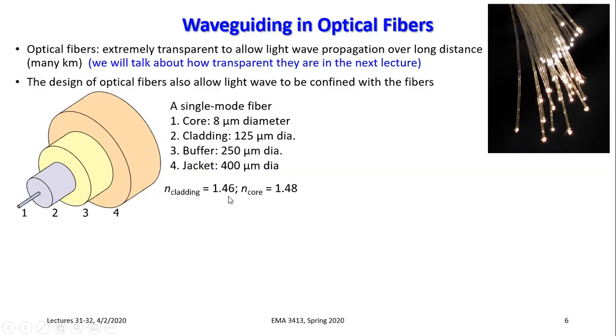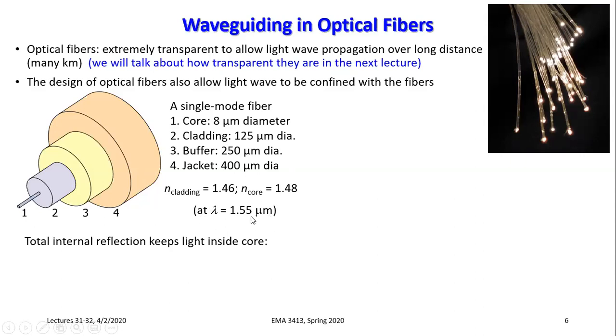The refraction index difference is very small, 1.5% basically. But that little difference is sufficient to help us confine the light wave. And by the way, for typical optic fibers that we use now, the light wave being transmitted through the optic fibers has a wavelength of 1.55 micron. So this is in the near infrared spectral range. We'll get back to this wavelength a bit later when we talk about the transparency of the fibers, because obviously whether these materials are transparent or not depends on what kind of wavelength we are talking about.